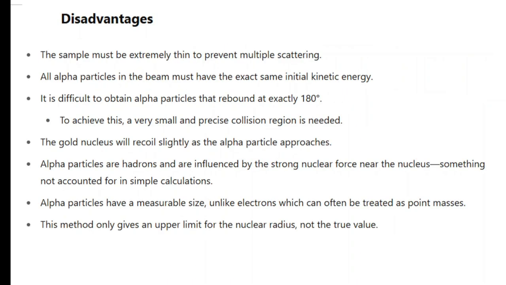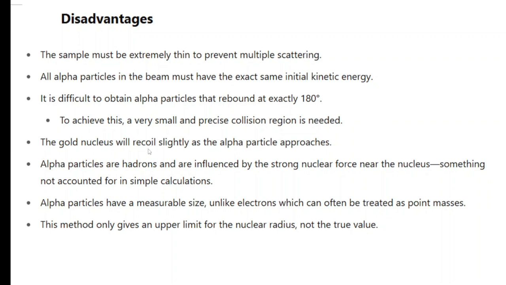So here you can see the disadvantages. The sample must be extremely thin to prevent multiple scattering. The gold you need to take should be really, really thin. All alpha particles in the beam must have the exact same initial kinetic energy. It is difficult to obtain alpha particles that rebound at exactly 180 degrees. To achieve this, a very small and precise collision region is needed. All of these are obstructions that we have when you try to do this experiment.